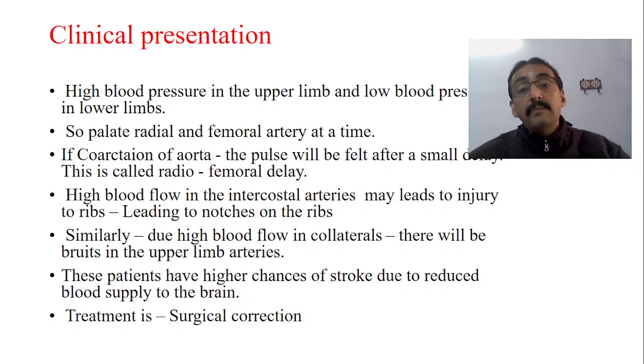Similarly, due to high blood flow in the collaterals, there will be bruits in the upper limb arteries. So these patients have higher chances of stroke due to reduced blood supply to the brain, because of constriction, the blood supply will be reduced. So what is the treatment? The treatment is surgical correction.